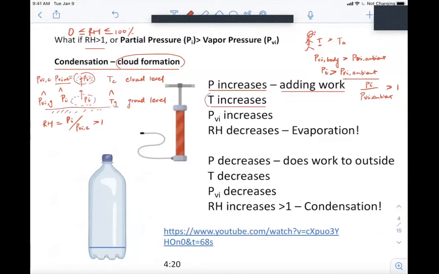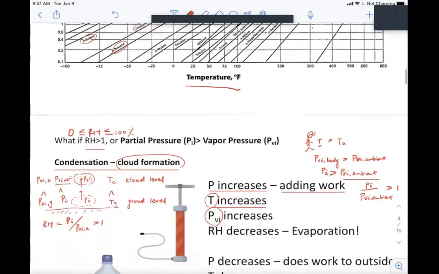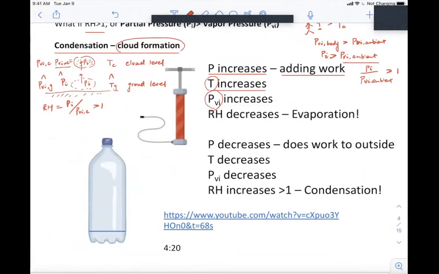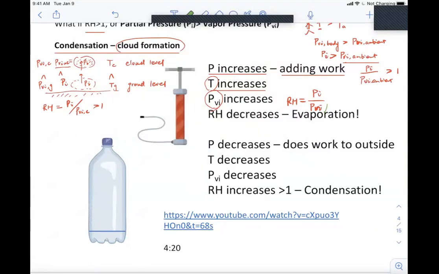So if the temperature increases, then what's going to change? The vapor pressure is going to change according to the Antoine equation. The higher the temperature, the higher the vapor pressure. So you're creating a scenario where you're increasing the total amount of allowable water vapor in the system. If you write out the equation of RH, the relative humidity is equal to Pi divided by PVi. So you're increasing this term, PVi, and this is going to make the RH decrease.